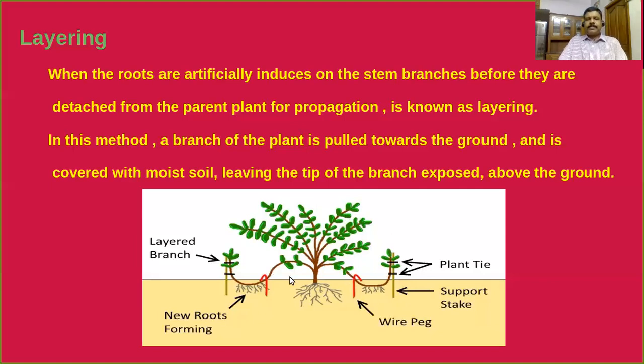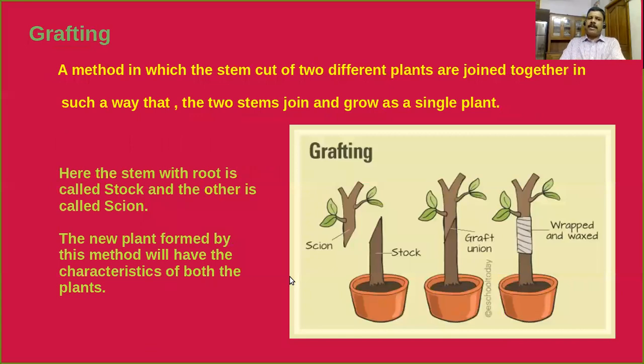Yes. Third one is called grafting. Have you heard about grafting? Yes. It's a method in which the stem cuts of two different plants are joined together in such a way that the two stems join and grow as a single plant. So this method we are commonly using for incorporating the characteristic features of two different plants.